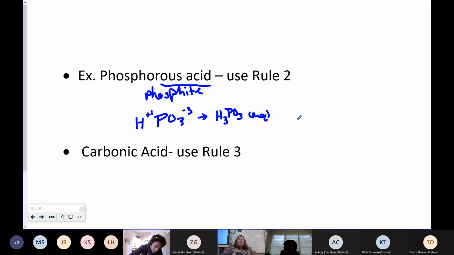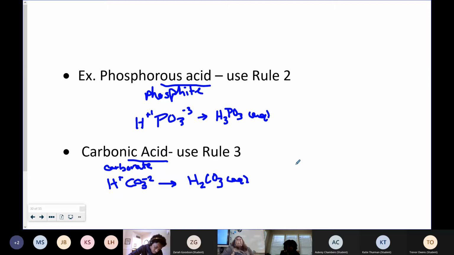Same kind of deal goes for our last one, carbonic acid. There's no prefix, but it ends in ic acid. So that tells you that this is carbonate with an ATE ending. So carbonate on your reference sheet is CO3 with a -2 charge. Since it's an acid, we know it starts with hydrogen. And whenever we crisscross and balance our charges, we would need 2 hydrogens and 1 carbonate. And acids are aqueous.